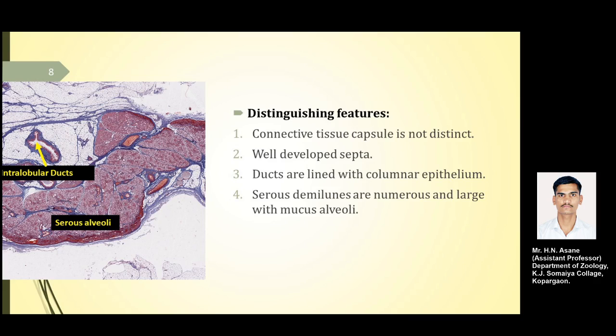Okay, so the distinguishing features of the sublingual gland: first, the connective tissue capsule is not distinct over here. Okay, it has well developed septa. Then third, the ducts are lined with columnar epithelium cells. And the fourth one, the serous demilunes are numerous and large, with the mucous alveoli.